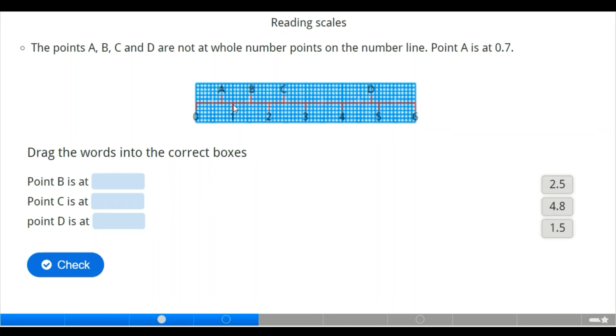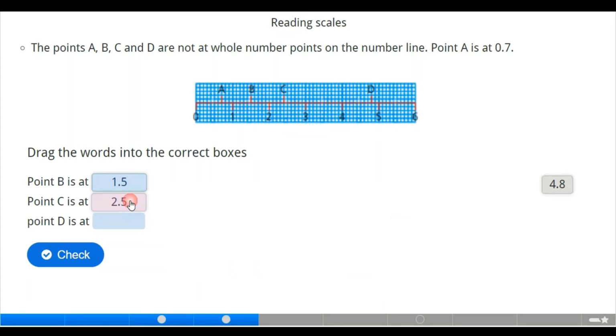0.7. So if you count for B, now we want to get the point B. We have 1, right? So we have 1.1, 1.2, 1.3, 1.4, we have 1.5. So the point for B is reading 1.5. Now let's look for C. We have 2, so we have 2.1, 2.2, 2.3, 2.4, okay, 2.5. So we are reading 2.5 as well for C. Now for D, let's read what we have. We have 4.1, 4.2, 4.3, 4.4, 4.5, 4.6, 4.7, 4.8. So we have 4.8 for D, and those are the points for that scale.